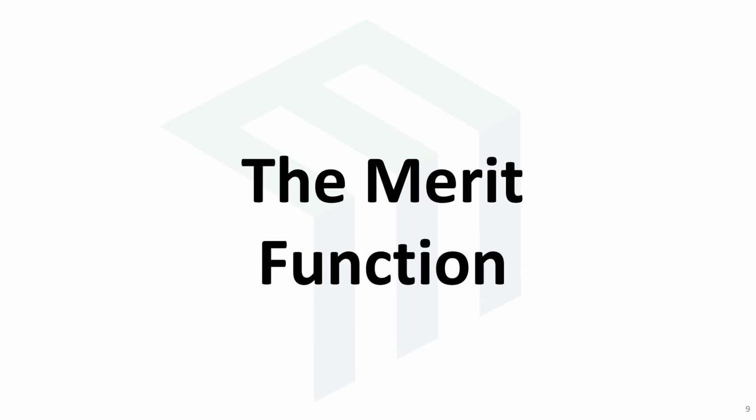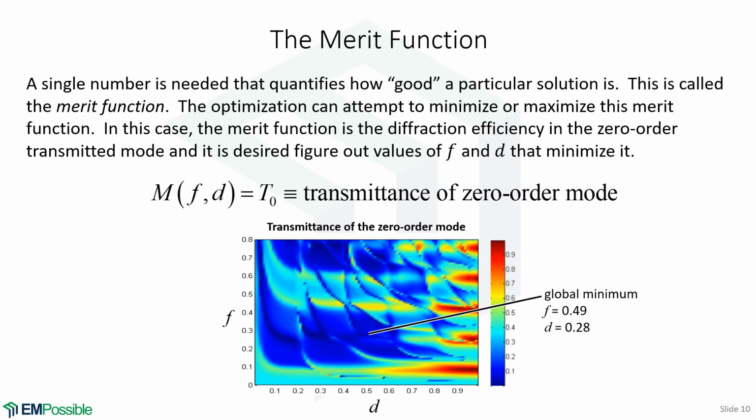So let's talk about the merit function. The merit function is our single number function that tells us how good our solution is. And this is challenging when we have multiple things to consider. So back to our example, in this case, our merit function is the transmittance, or how much energy gets through in the zero order mode. We want it to be low. And so we'll write our merit function as a function of f and d. We actually know that it's a simulation determining that, but it returns the transmittance, and that's our merit function. So let's run with this.